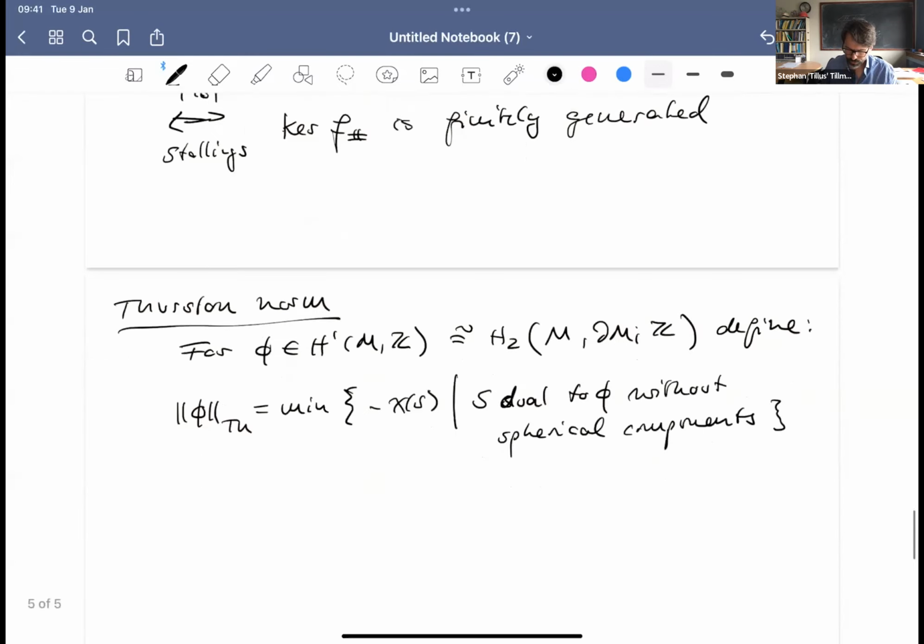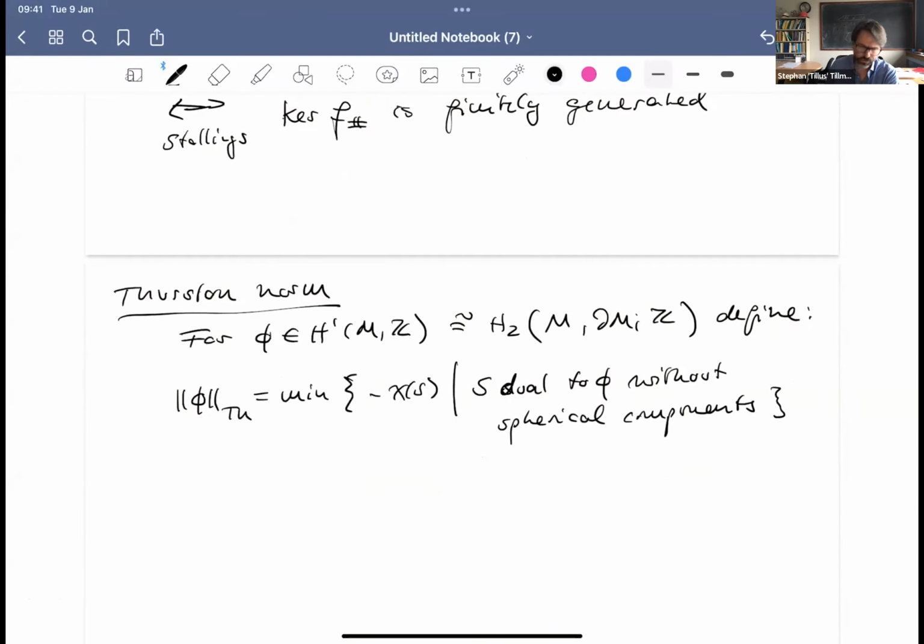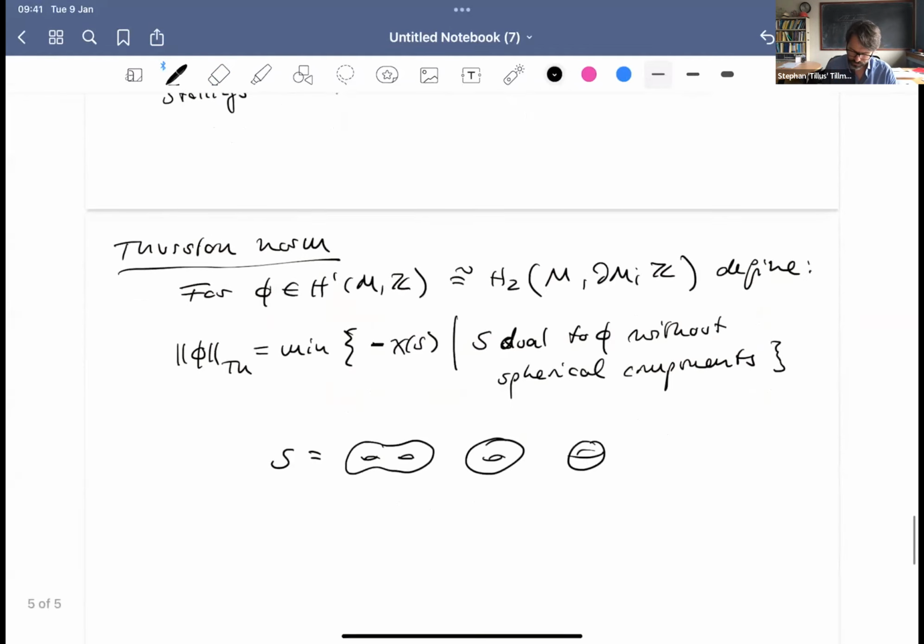I don't want to count spherical components. My dual surface, of course, I can just add spheres that bound balls, but they're not interesting. So we'll just delete them. If I have a surface that consists of a genus 2 surface and a torus and a sphere, then I would just throw away the sphere and note down basically 2 as my answer.